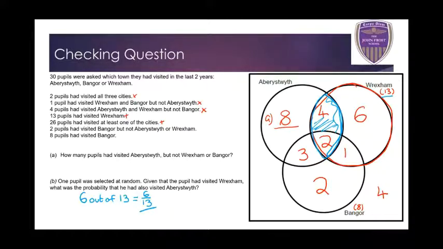So that's the probability that if you picked a student who had been to Wrexham, they'd also been to Aberystwyth. Okay. Now, this was a bit of a sneaky question of probability using a Venn diagram. We're going to be covering this in 2 lessons' time. Okay, so don't worry too much if you didn't get that last one, but very well done if you completed the whole Venn diagram and got all the numbers right. Okay, good work, guys, and we'll see you next lesson. Bye now.